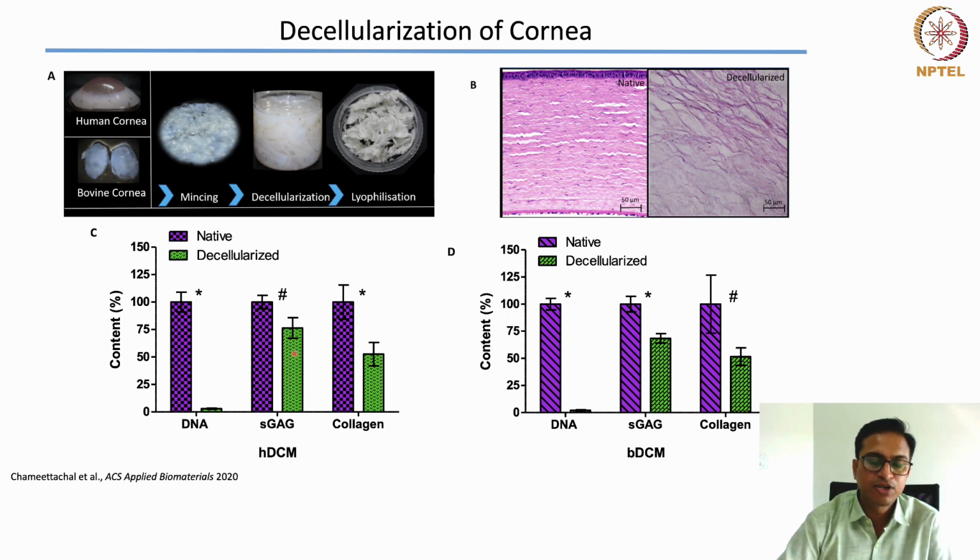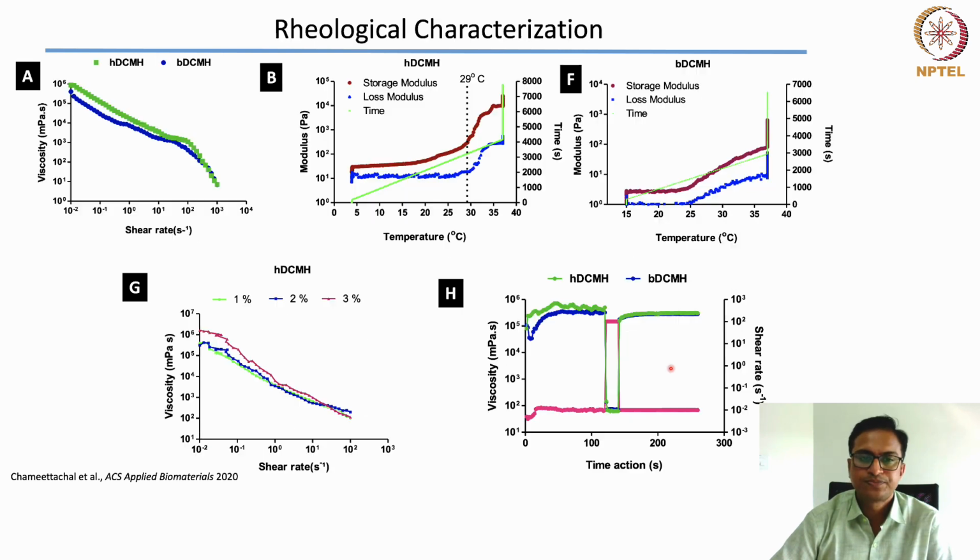That's a very good thing, because GAG is considered a reservoir of growth factors and bioactive factors in the resident tissue. If the GAG content is high, typically the bioactive component will be higher in the decellularized cornea. This is for human decellularized cornea matrix, and this is for bovine. In both cases, a good amount of GAG and collagen is retained, and we could successfully remove the DNA, which is an indication that we can successfully decellularize the tissue.